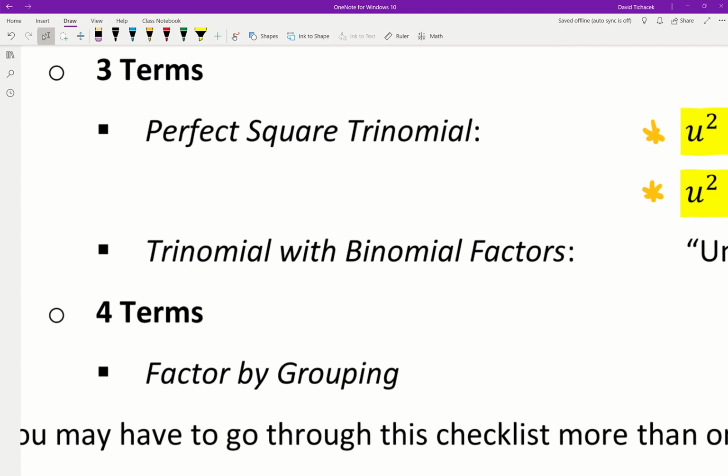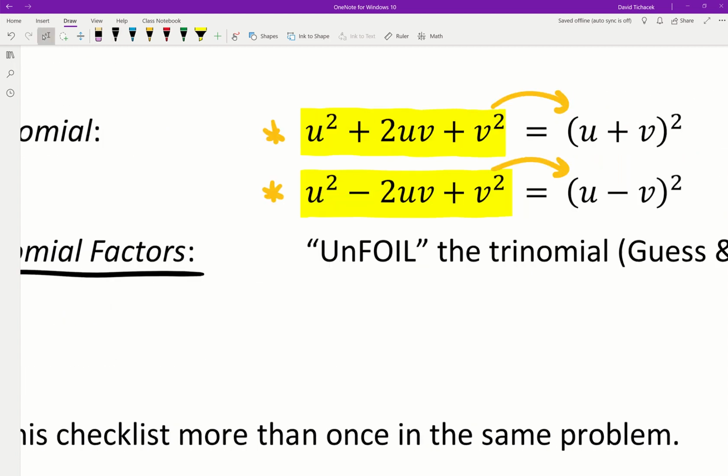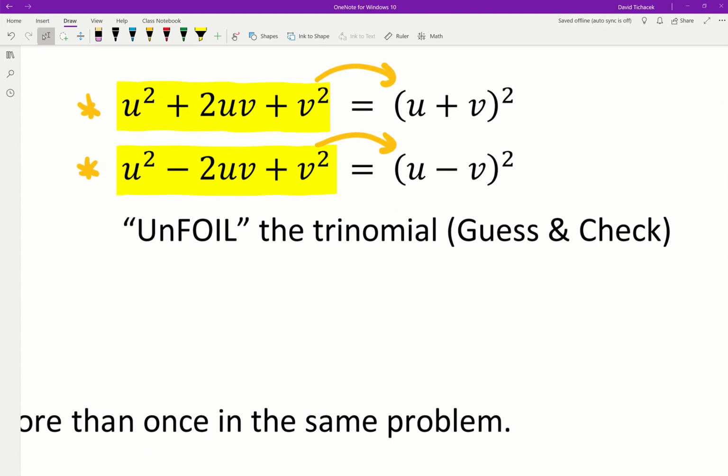And so if we focus on 3 terms here really quick, it turns out that there are 2 things to check for. Maybe your 3-term polynomial, your trinomial, is a perfect square trinomial. Or maybe it's just simply a trinomial that's got a couple of binomial factors. If it is a perfect square trinomial, what that means is that it is going to be a formula problem for you.